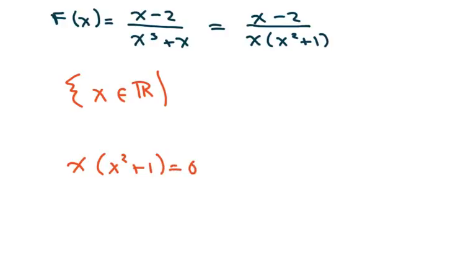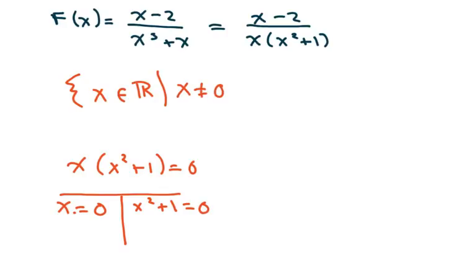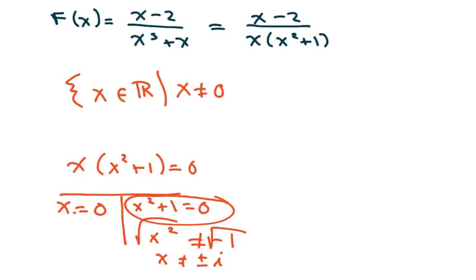Split this up. So if we split this up, we have x equals 0, and we have x squared plus 1 equals 0. Well, in this case, we know that x cannot be 0. In this case, we're going to get x squared cannot equal negative 1, which would be x cannot equal plus or minus i. Now, we're not dealing with complex numbers, so we don't have to worry about this. So I'm just going to cross that out. And so we're left with just that x cannot be 0.